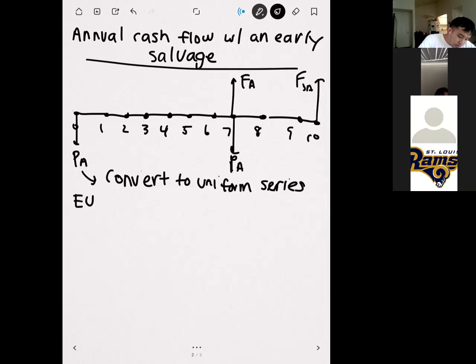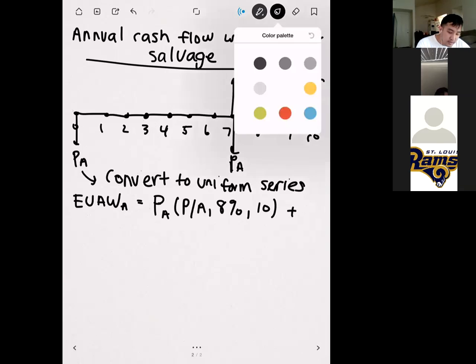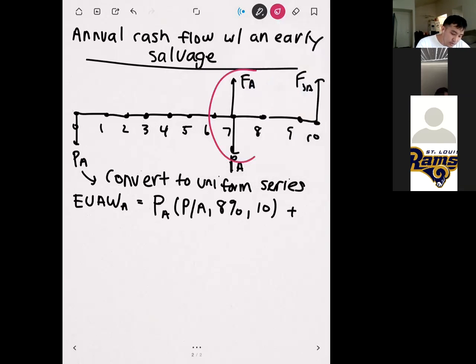So remember the term that we gave for that is EUAW, and this is for option A. And so first we have our initial cost here. To convert that, we're going to do P over A, our interest rate was 8% and 10 years. Plus, let's add in this one right here, everything that happens in year 7. This totally is going to be FA minus PA.